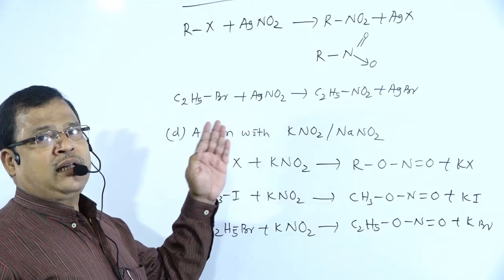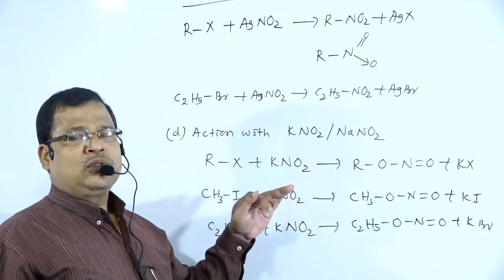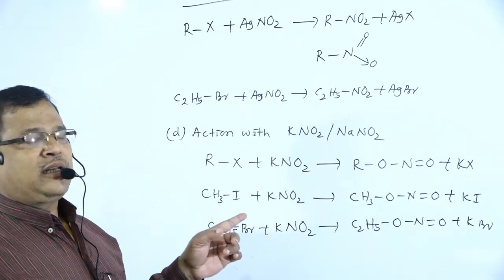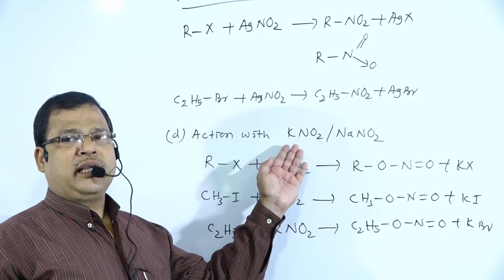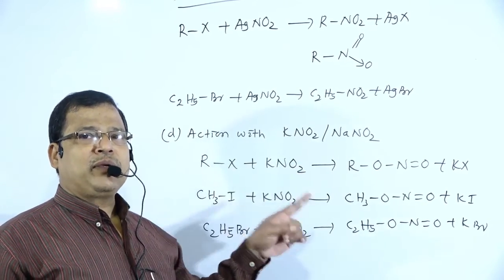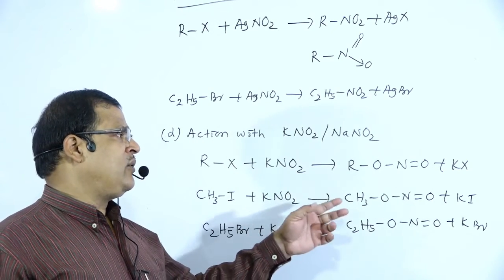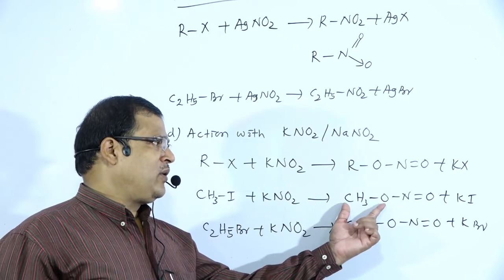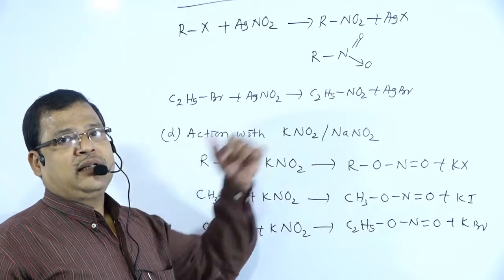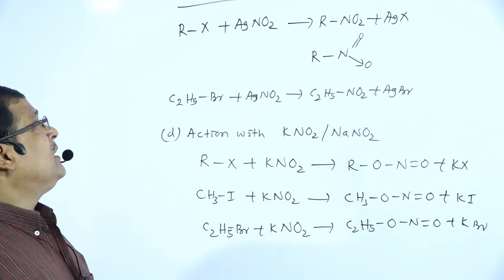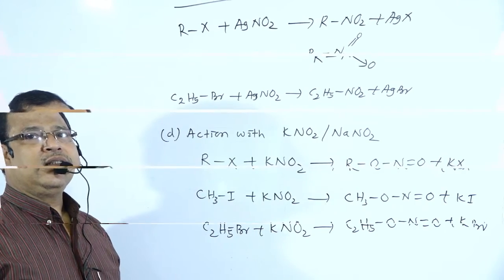So whenever alkyl halides are treated with silver nitrite, AgNO2, there is the formation of nitroalkane. But whenever they are treated with alkali metal nitrites, KNO2 or NaNO2, there is the formation of alkyl nitrite, where there is a bond between carbon and oxygen, but in the other case carbon to nitrogen. This is the difference between the action with silver nitrite and potassium nitrite.